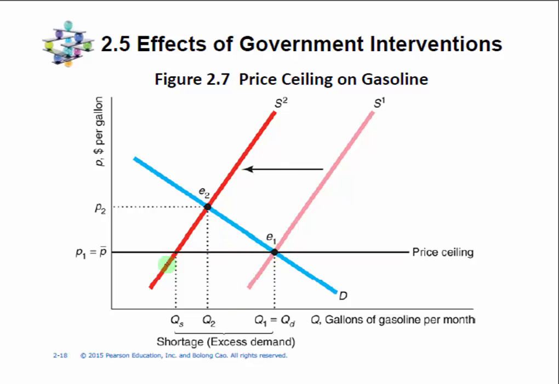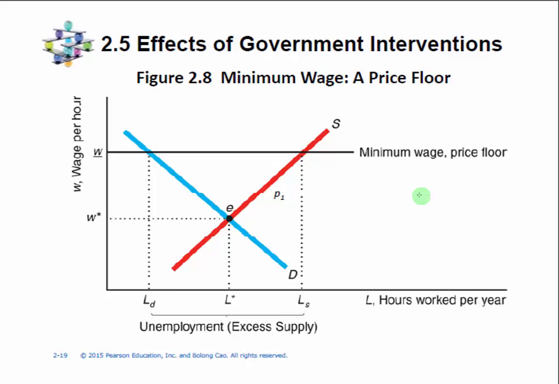Here we have this binding price ceiling, and the quantity demanded is Q1, which is higher than the quantity supplied, and that means there's excess demand, or a shortage in the market. And then let's look at the price floor. Again, the price floor won't be binding if it is below the market equilibrium.